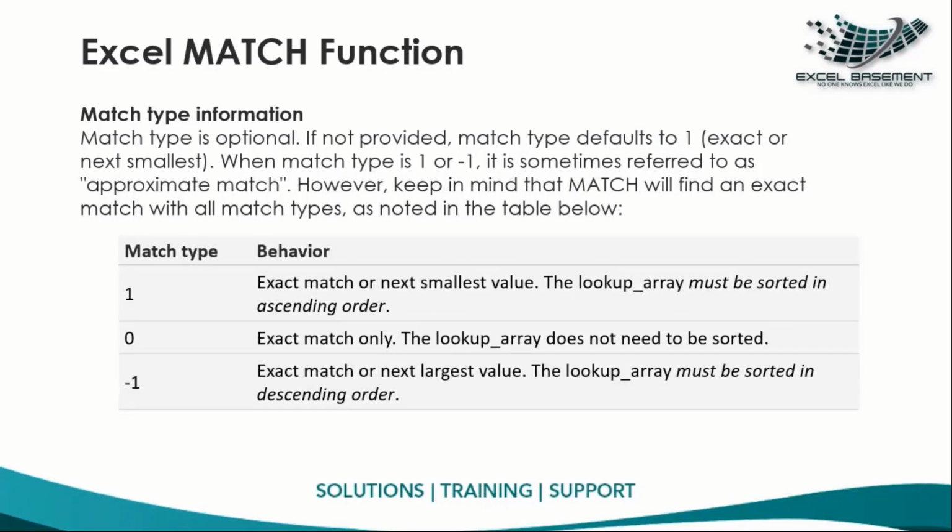Now this is one of the most important points we need to understand first. One is used for the exact match or the next smallest value. For ascending, we need to sort our data in ascending order if we want to use 1. Zero is used for the exact match only.